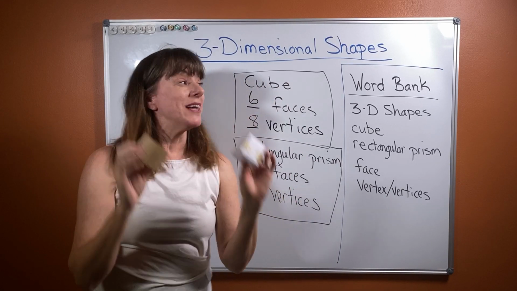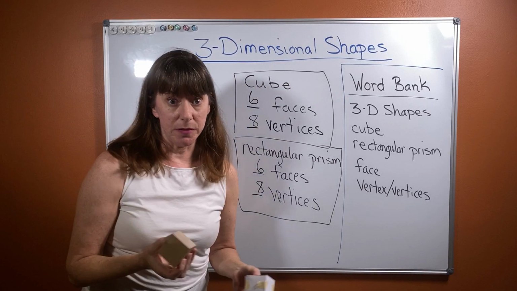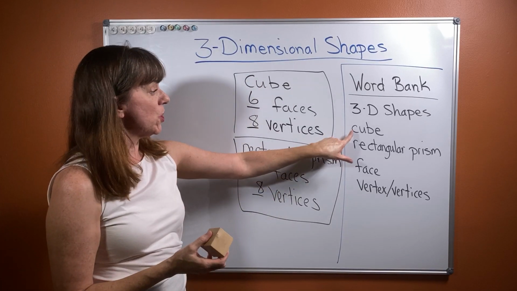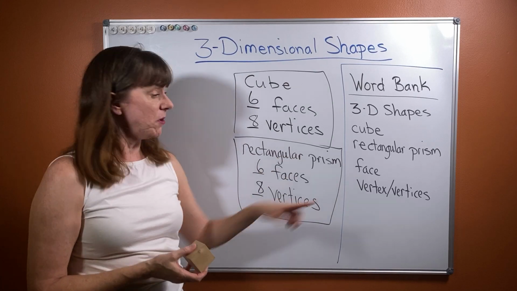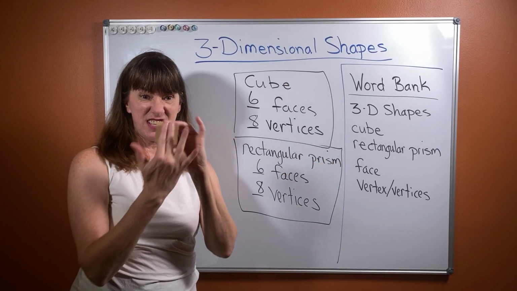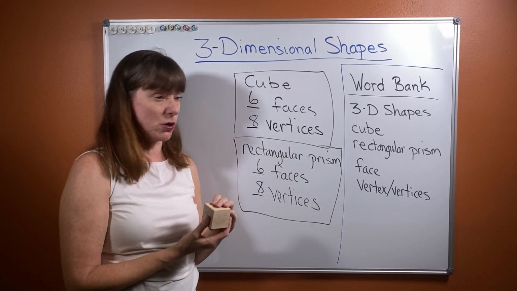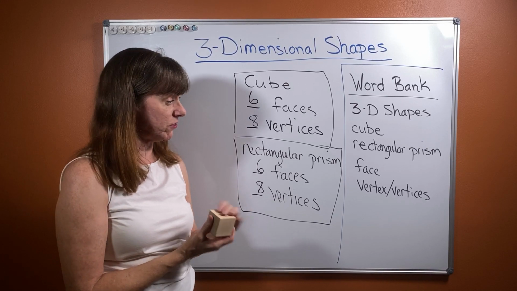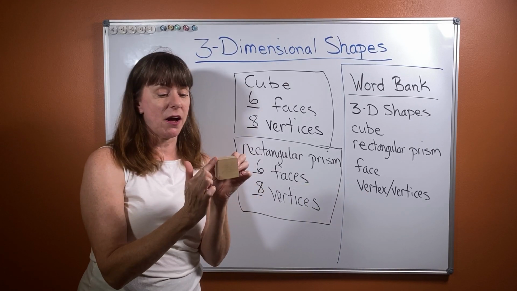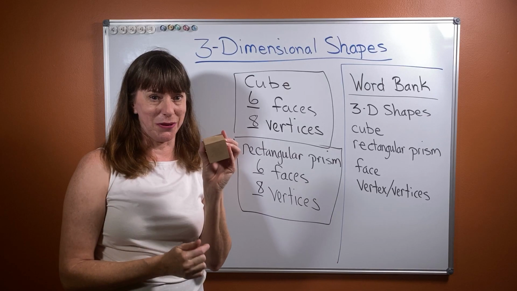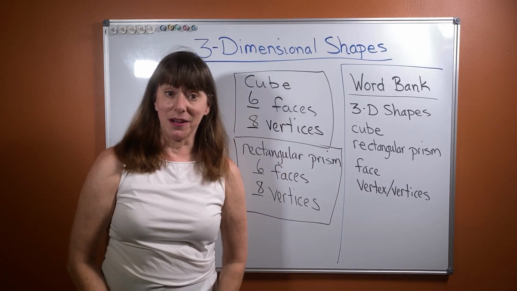Anyway, so today we learned all about three-dimensional shapes. We learned about the cube and the rectangular prism. We counted how many faces, surfaces, flat surfaces there were on both of those three-dimensional shapes. And we counted how many vertices, how many corners there were.